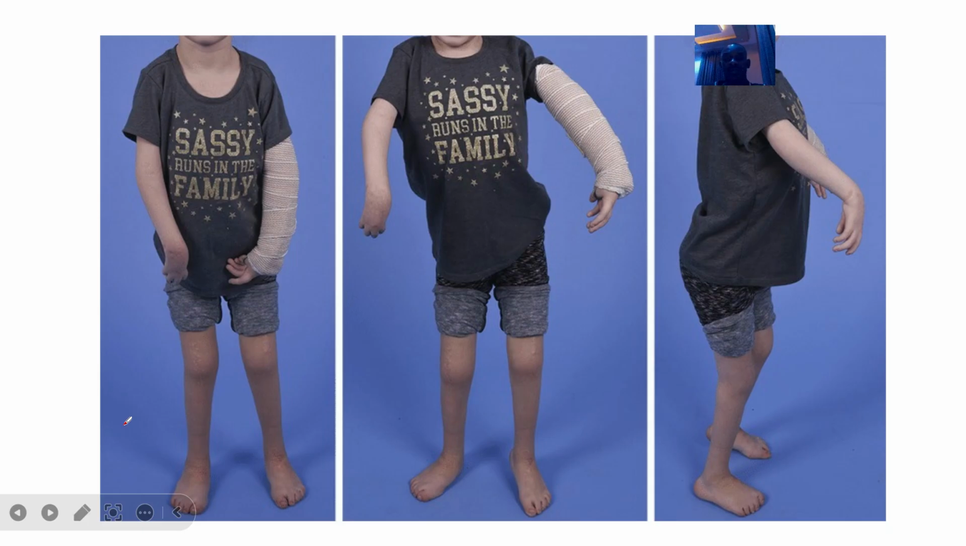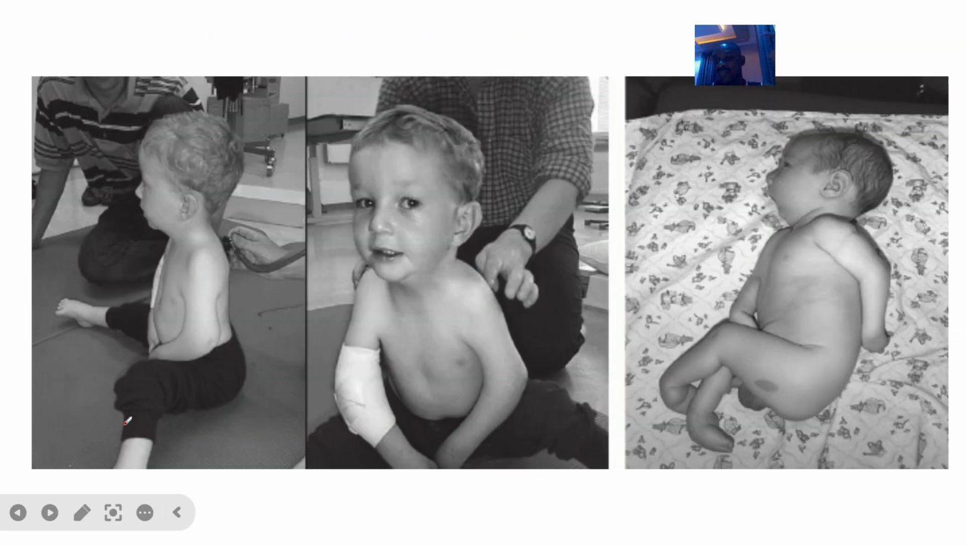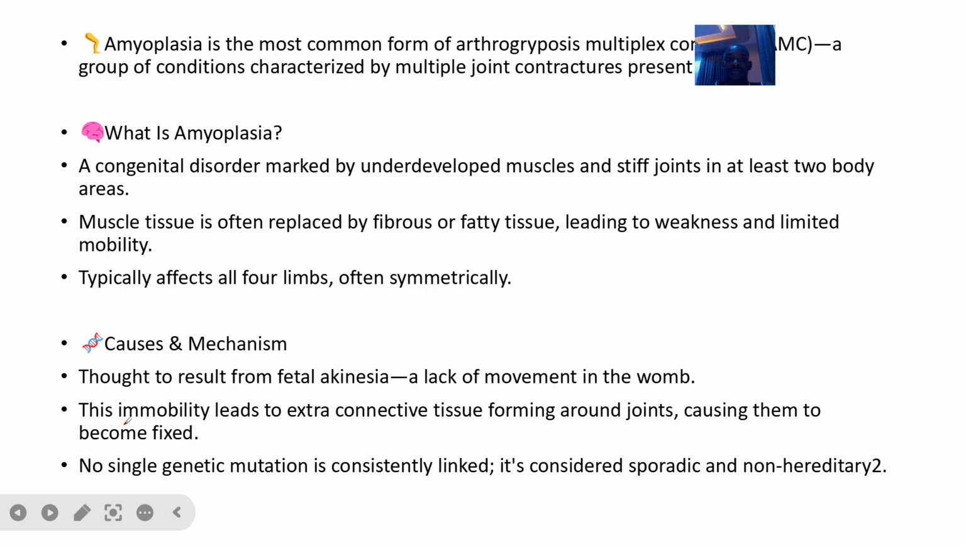Alright, and of course you could see that it has to do with muscle and bone issues. Alright, this is another baby born with amyoplasia, and this shows how the baby has been growing with the condition. So it's just a common form of what? Arthrogryposis multiplex congenita, which we have looked at several times. Okay, so it's actually a group of conditions. That's the arthrogryposis multiplex congenita.